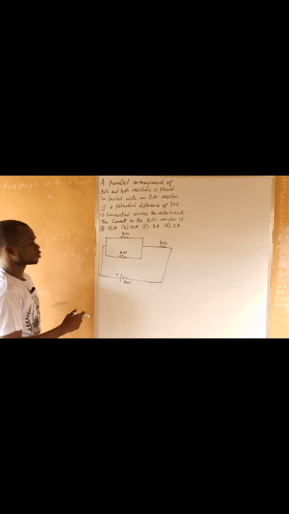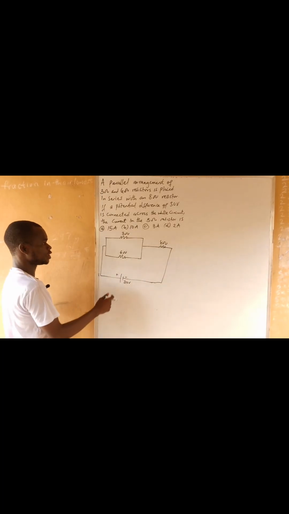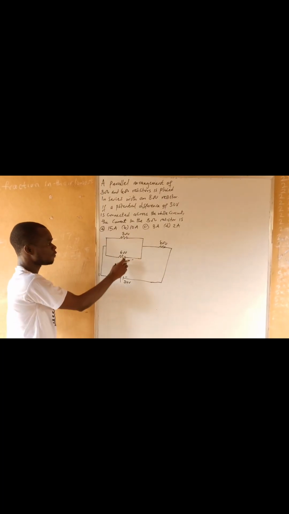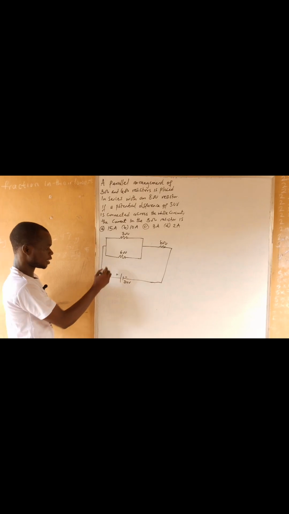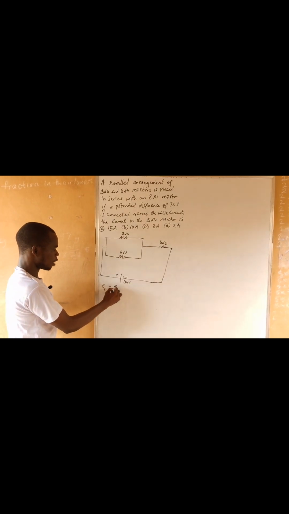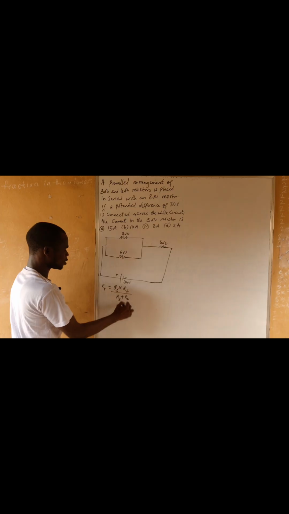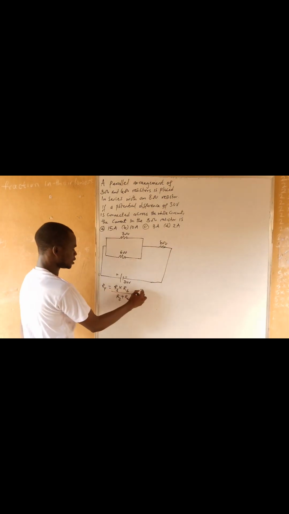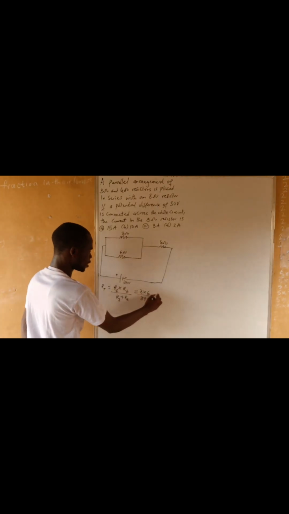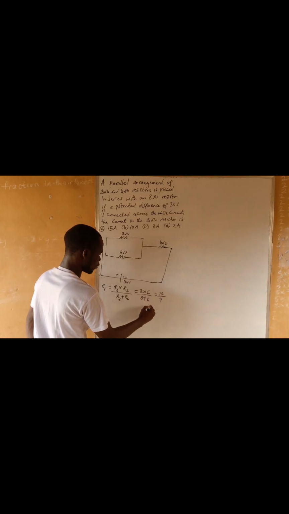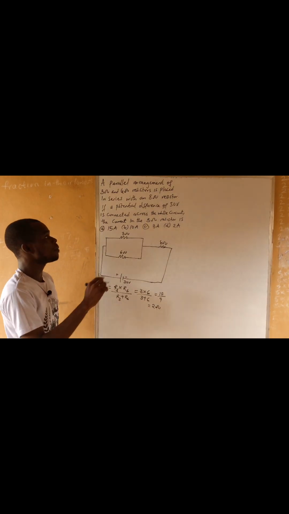Now from here, what do I need to do? I need to find the equivalent resistor of this. What is the total equivalent resistor of this 3 ohms resistor and the 6 ohm resistor? That will give me RT equals R3 times R6 over R3 plus R6. Now what is my R3? That is 3 times 6, then over 3 plus 6. Now this one will give me 18 over 9. Now from here, this will give me my 2 ohms.